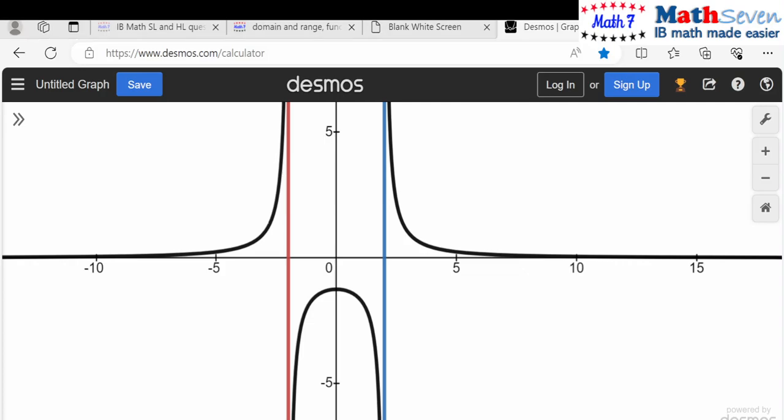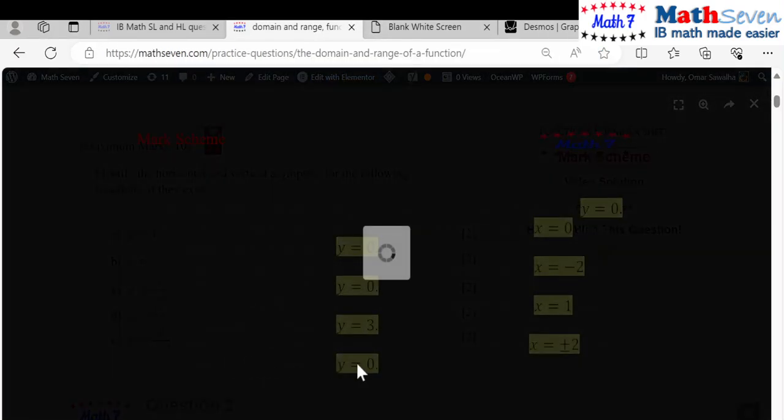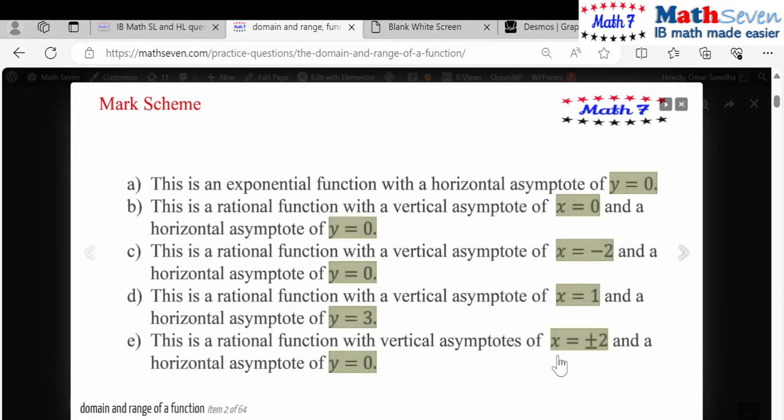Okay, we're done. Let me know, students, your understanding of these 5 questions. They are so important. They are the fundamentals of this section, so you need to memorize them and understand them pretty well. Let's open the mark scheme so that you see it. The mark scheme for the last one: x equals plus or minus 2, as we said earlier, and y equals 0, and the previous one, y equals 3 and x equals 1, and so on.